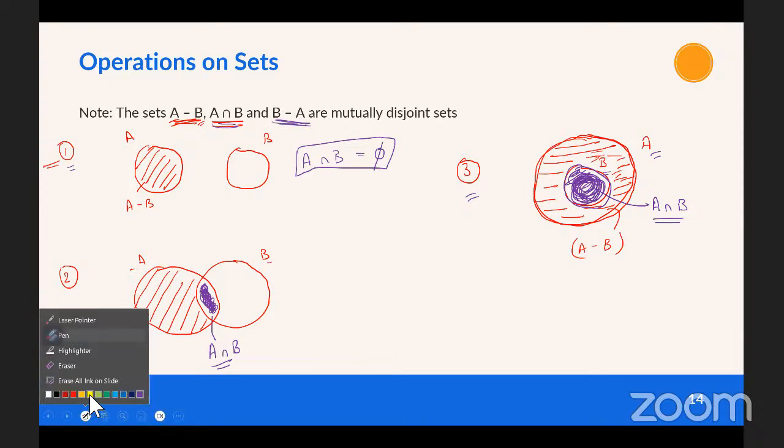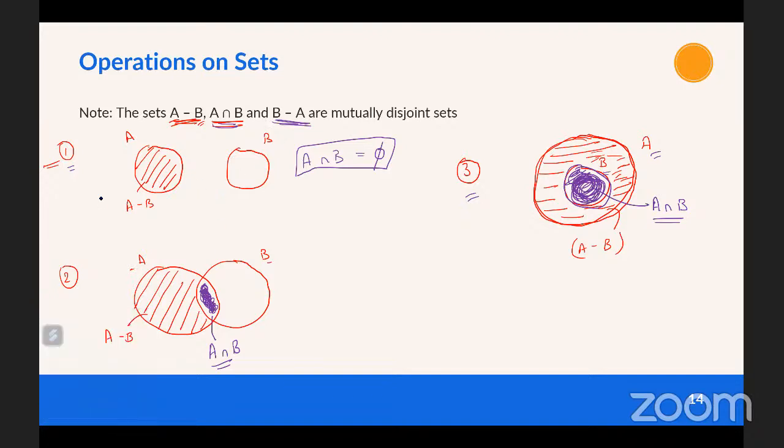Now we have to see what B minus A is in all three cases. So I'll again change color and take blue. In the first case, we have the set B and we subtract the set A. There is no common element between A and B, so this region will be B minus A. In the second case, this circle is the set B, and if we remove the elements of A and B which are common, which is this part, we only get this region. This is the set B minus A.